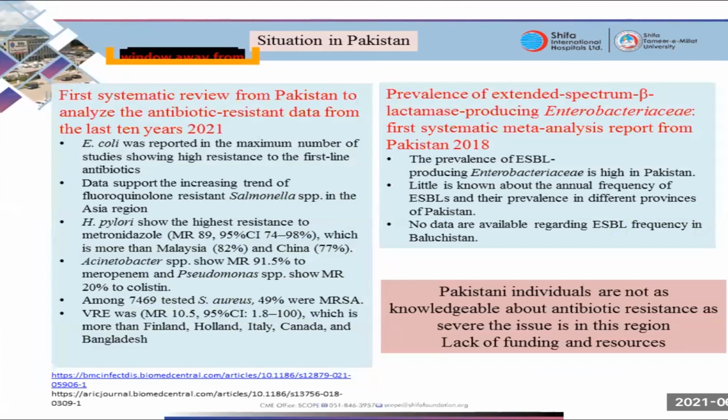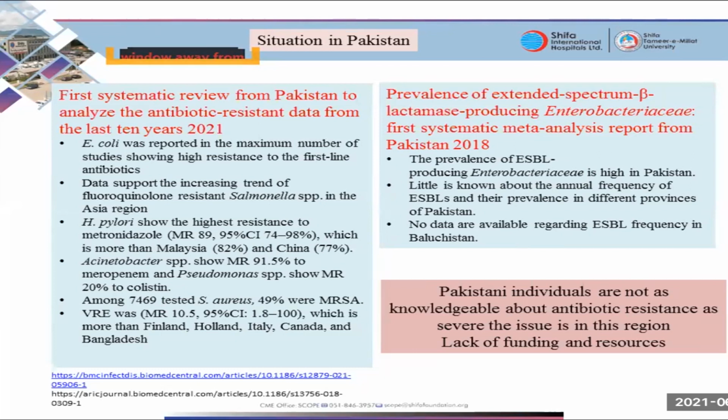Recently, in March 2021, the first ever systematic review was published that analyzed the data of AMR in Pakistan from the last 10 years. And it looks like E. coli shows highest resistance against the first-line agents. The data has shown an increasing trend of Salmonella resistance against the fluoroquinolones, and our H. pylori resistance against metronidazole is more than Malaysia and China. Gram-negative rods such as Acinetobacter and Pseudomonas resistance against carbapenems and colistin is also increasing, and our MRSA and VRE rates are quite high.